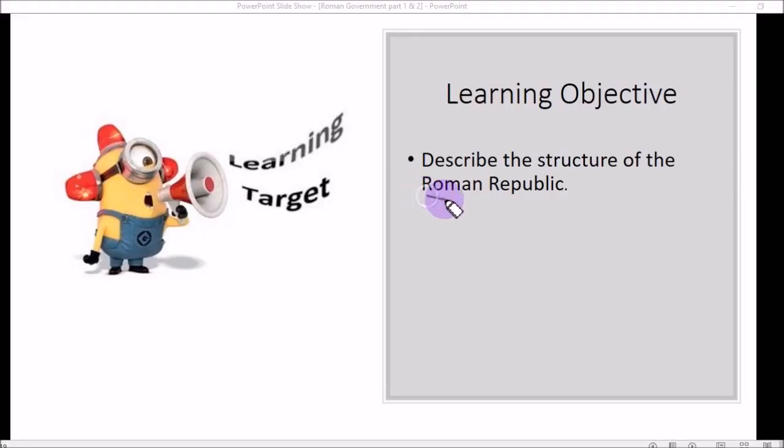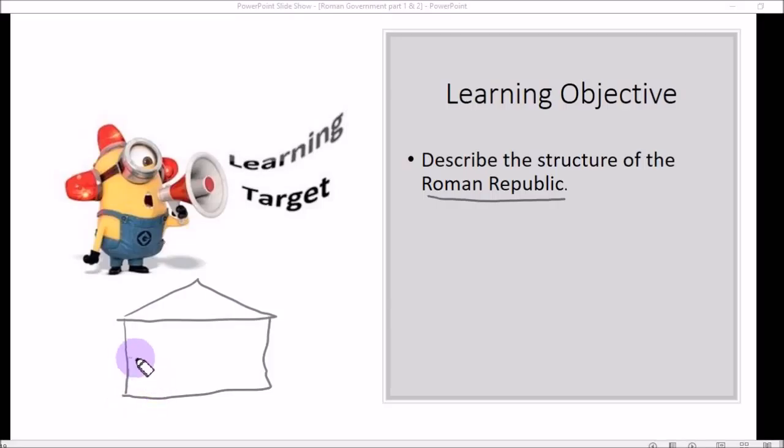Roman Republic. Is that what's missing? Structure. Structure means the shape and the parts of something. So let's say you had a house, for example. You have upstairs and downstairs, and you have bedrooms, bathrooms, kitchen, and so on. That would be the structure of a house. And so the structure of the Roman Republic just means there are different parts of it, I guess you can say.